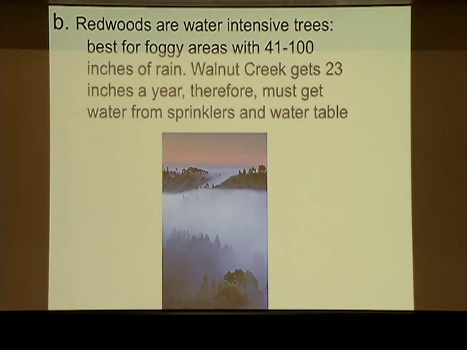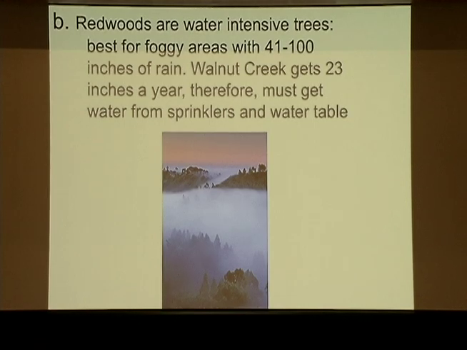Redwoods are also water intensive. They do best and occur naturally in areas that have 41 to 100 inches of rain in a year. Walnut Creek barely gets 23 inches. Maybe this year is an exception. Therefore, these redwood trees have to get their water from not only sprinklers, but also the water table.